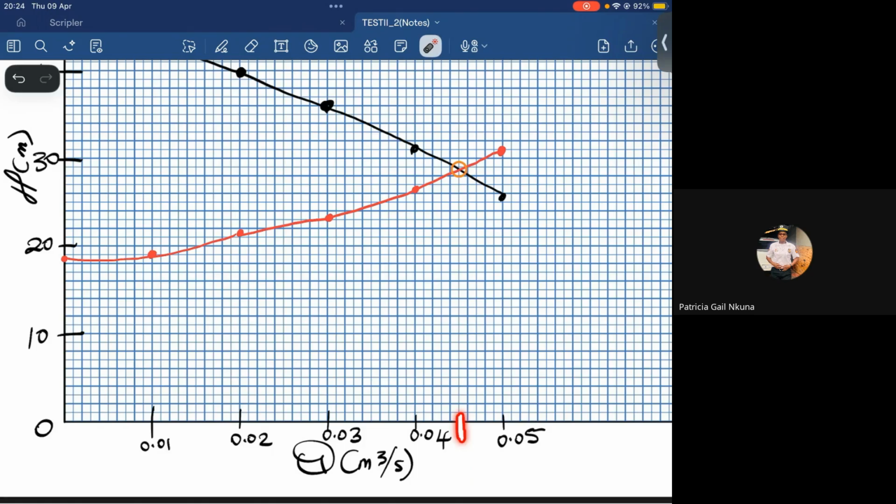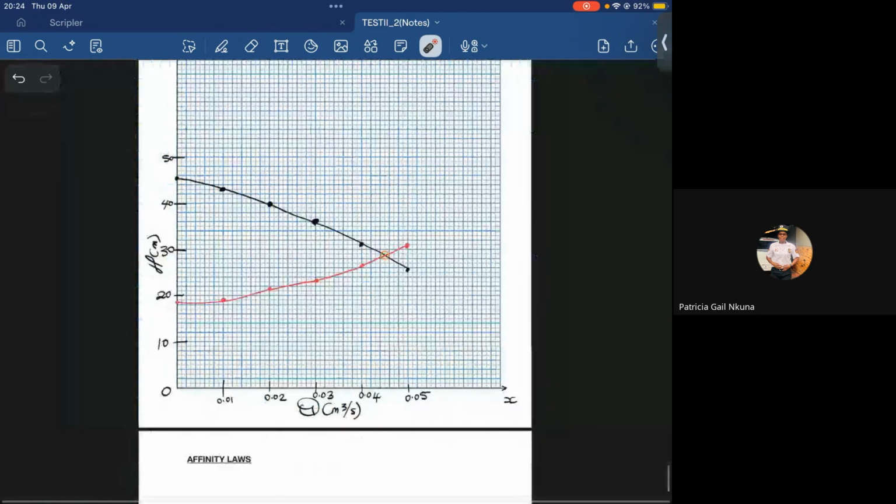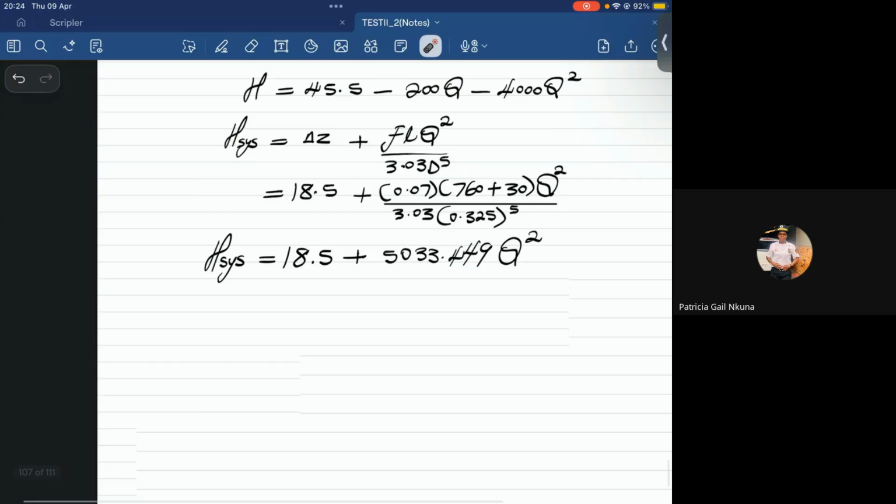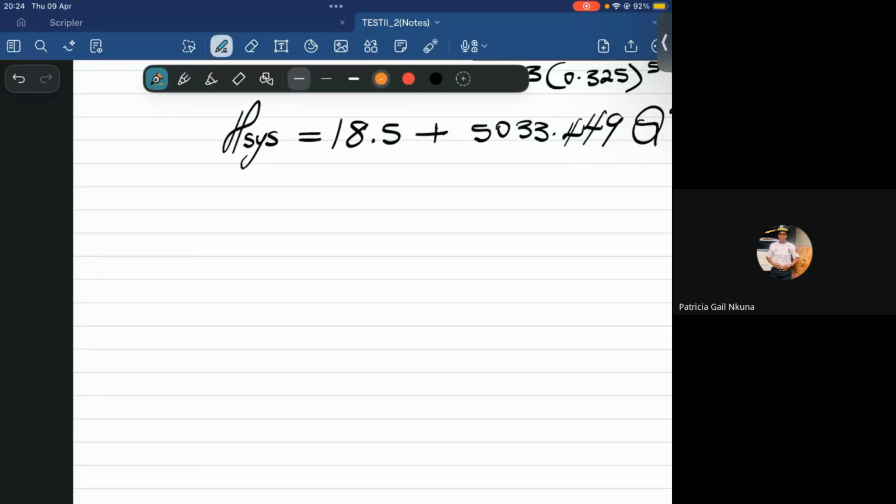And then since this is 0.042 and this is 0.044, this means that this is 0.045, and then 0.046, 0.048, then 0.05. This is 0.045. All right, so this means that the volumetric flow rate that we managed to get is equal to 0.045 cubic meters per second.